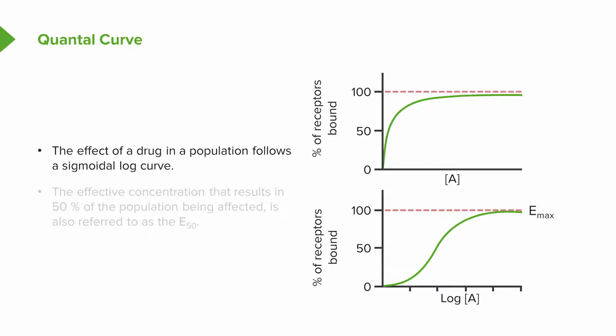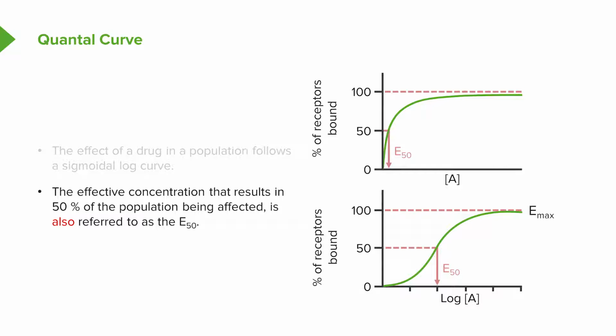Quantal curves are very similar, but now instead of talking about how many receptors are being bound or how much of a maximal effect you have on the system, we're now talking about populations. So a quantal curve tells us the effect of a drug in a population. Once again, it follows that sigmoidal curve. So the effective concentration that results in 50% of the population being affected is also referred to as E50, but sometimes we call it an EP50, or effective population 50% activity.